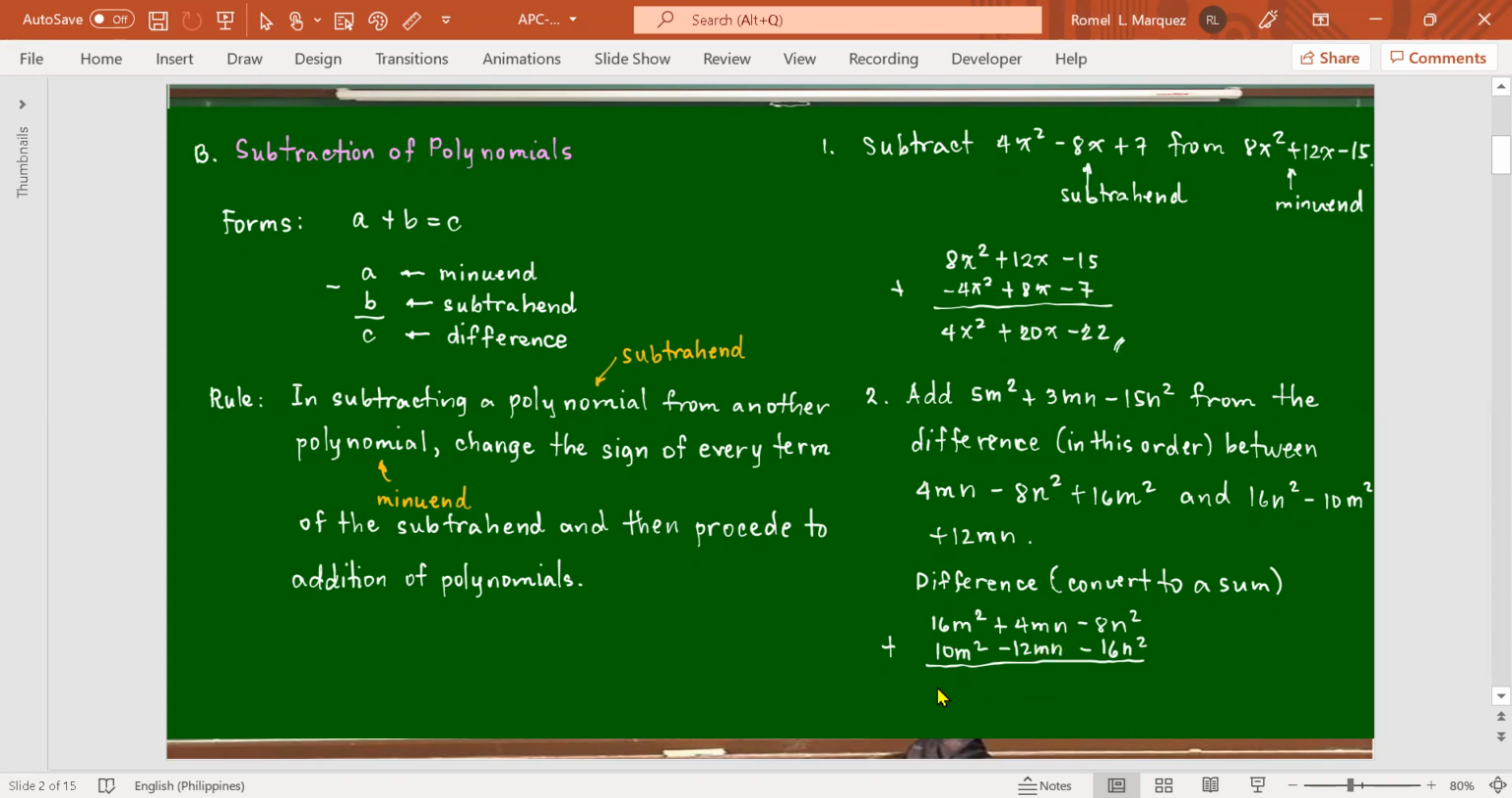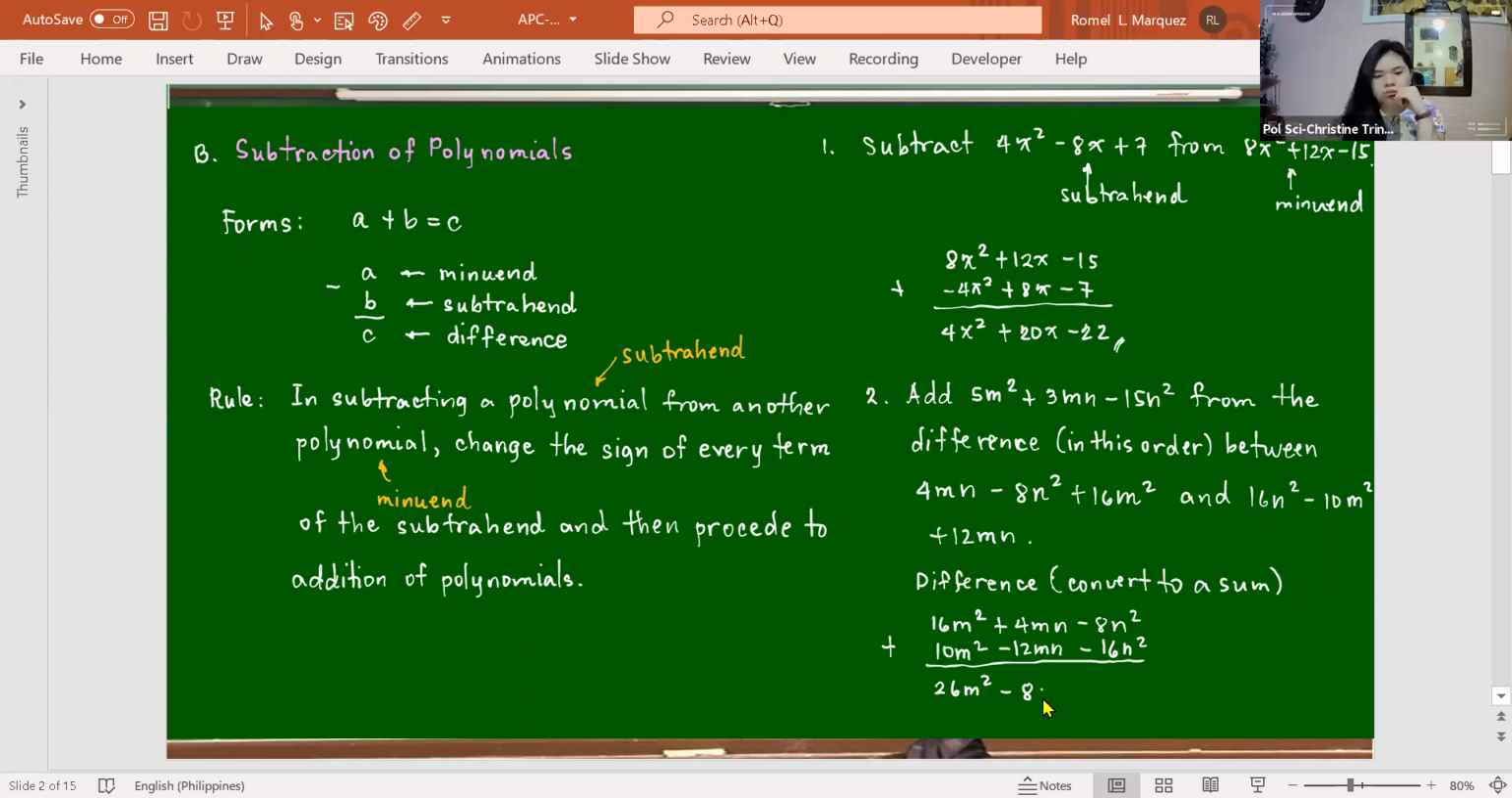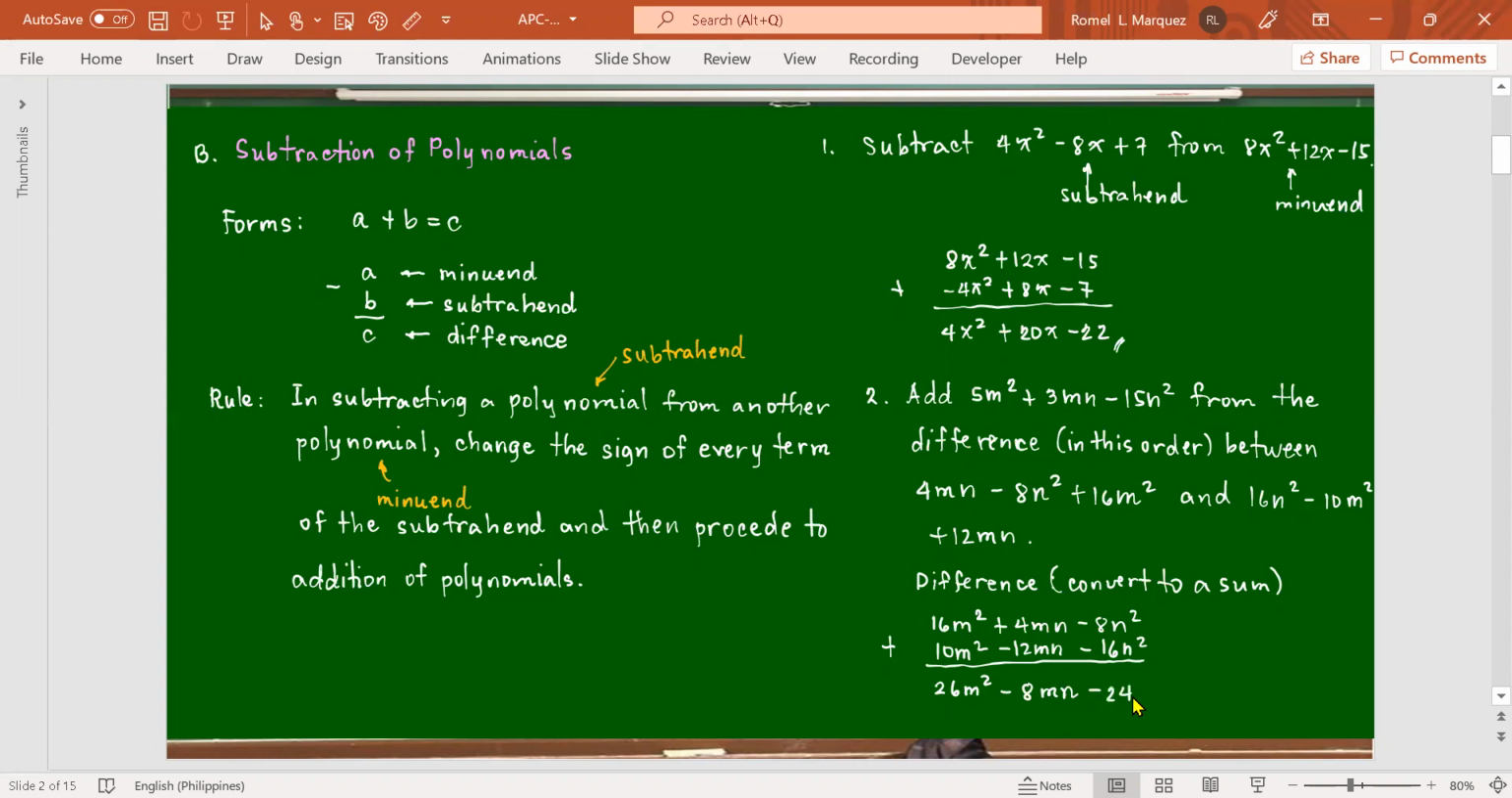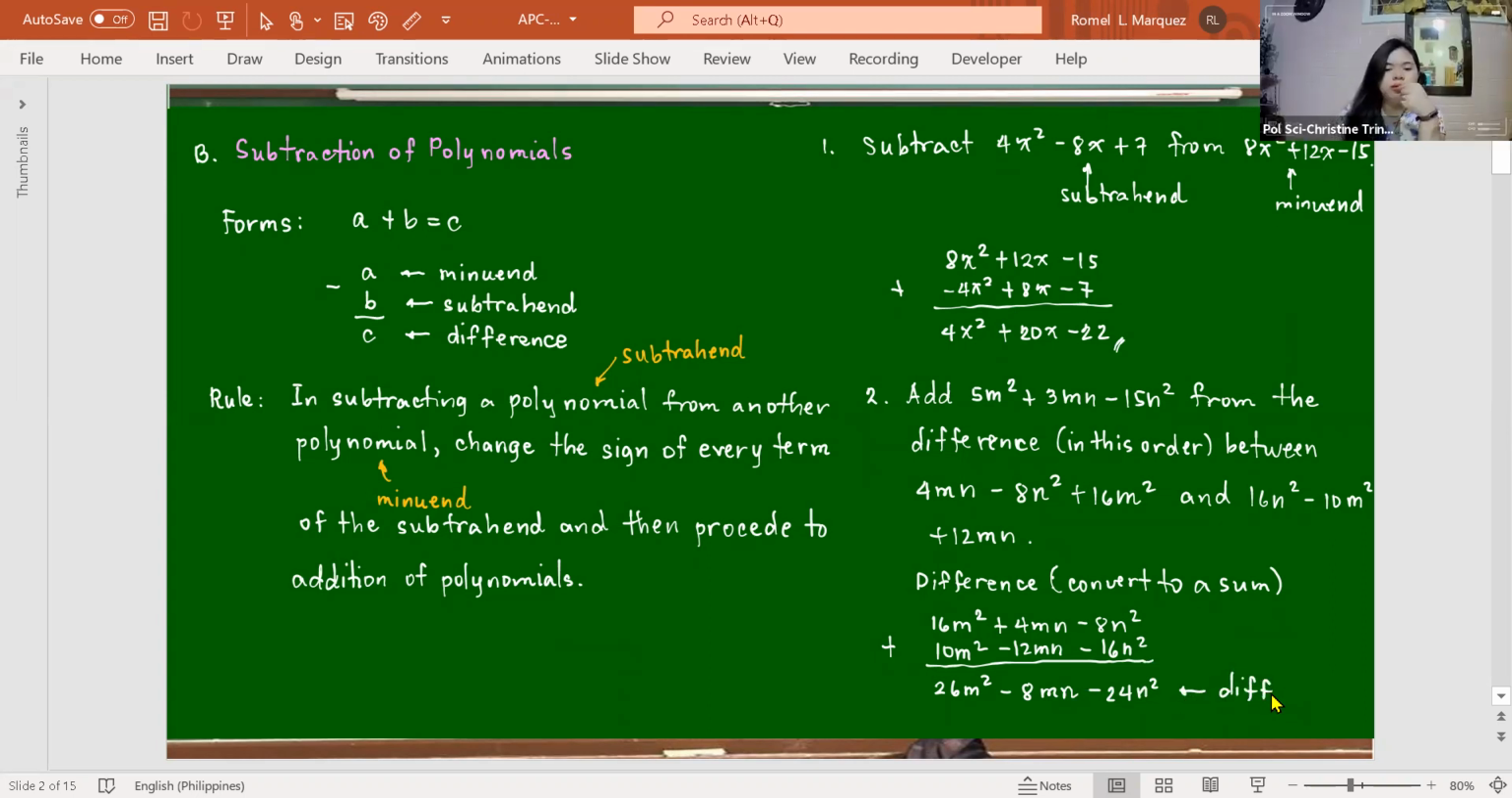Am I right? Add 16 plus 10, 26. Copy m squared. 4 plus negative 12 is negative 8, right? Then copy mn. And then negative 24, that was negative 8 plus negative 16. Copy n squared. Okay, guys? So ito yung difference. Am I correct, children? Yes po. Yan yung difference.